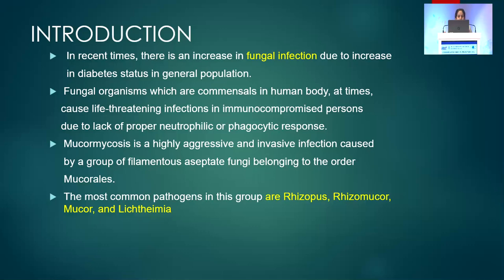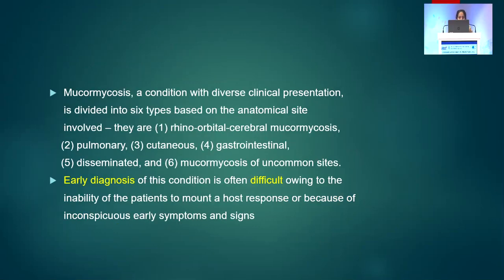It is a life-threatening infection, mostly in immunocompromised persons, due to lack of neutrophilic and phagocytic response. Mucormycosis is a highly aggressive and invasive infection caused by a group of filamentous fungi. The most common pathogens in this group are Rhizopus, Rhizomucor, Mucor and Lichtheimia. Based on anatomical site, mucormycosis is divided into 6 types. One is rhinoorbital cerebral mucormycosis, which I am going to discuss. Then the second is pulmonary, third cutaneous, fourth gastrointestinal, then disseminated and uncommon sites.